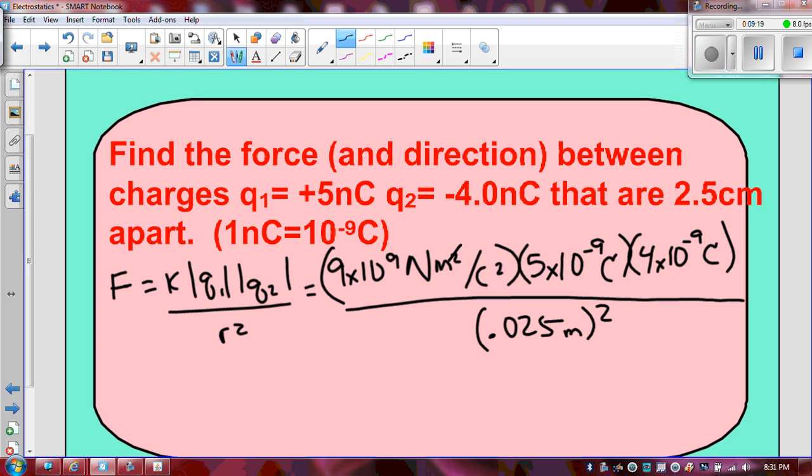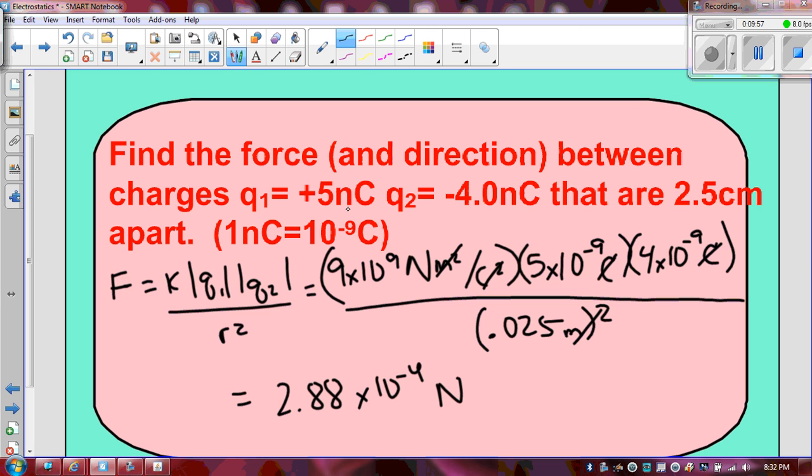Okay, so that will cancel out the meters squared. That will cancel out the coulombs squared. And so I'll be left with newtons. And so let's calculate that real quick. 9 times 10 to the 9th times 5 times 10 to the negative 9th times 4 times 10 to the negative 9th, divided by 0.025 squared, and that will get me a much smaller force than before. That's going to get me 2.88 times 10 to the negative 4th newtons. So not a lot of force, which makes sense because our charges are a lot smaller.